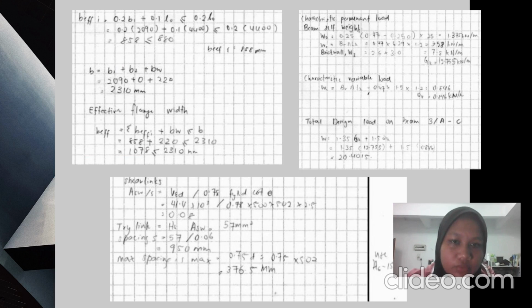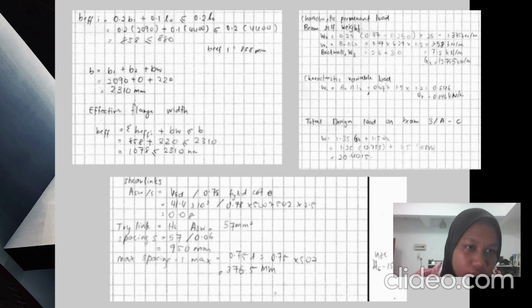For the B effective, my value is 858, which is less than 880. My value of B is 2310 millimeter. Then the value of effective flange width, which is 1078, which is less than the value of B. The characteristic of permanent load beam, the value of GK is 2.755 kilonewton per meter.